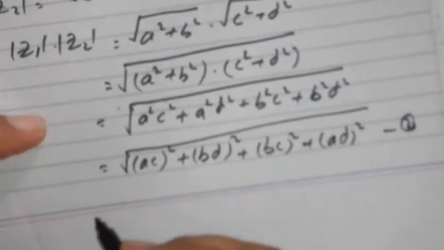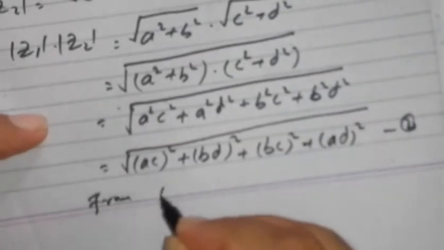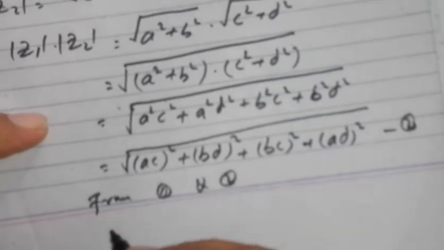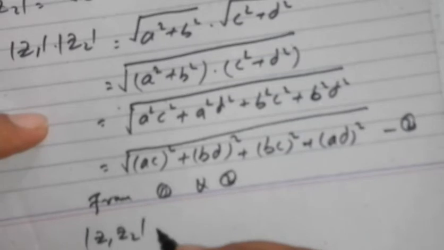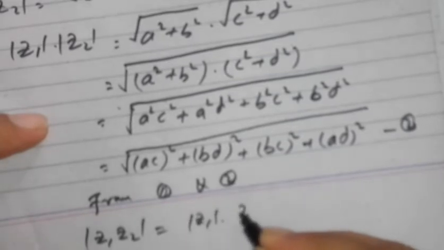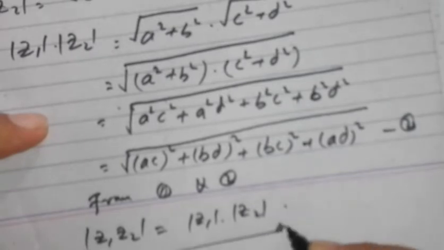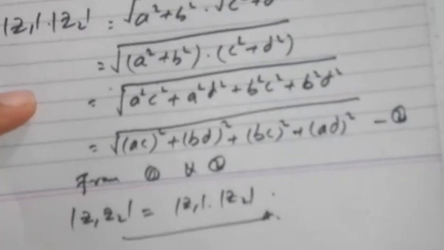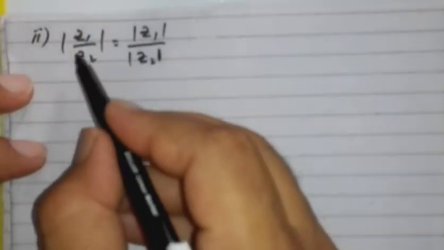look, this is 1 and this is 2, both are the same. From 1 and 2 we can write z1 z2 absolute equals z1 absolute into z2 absolute. Proved. Part 2: z1 by z2 whole absolute equals z1 absolute by z2 absolute.